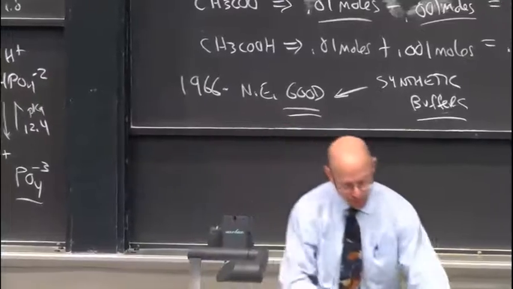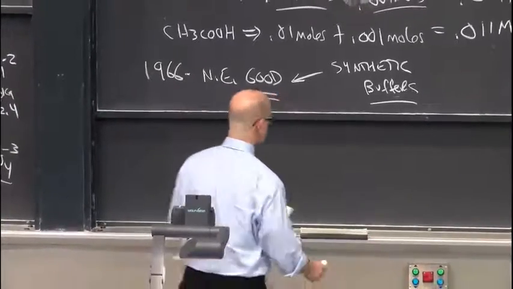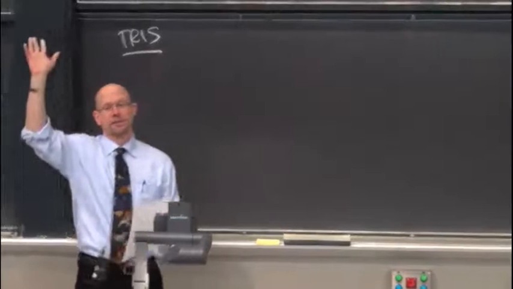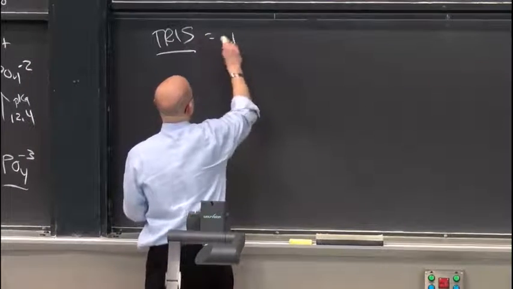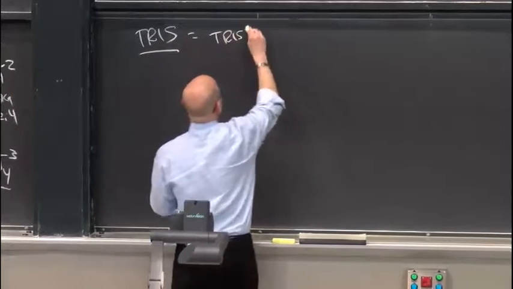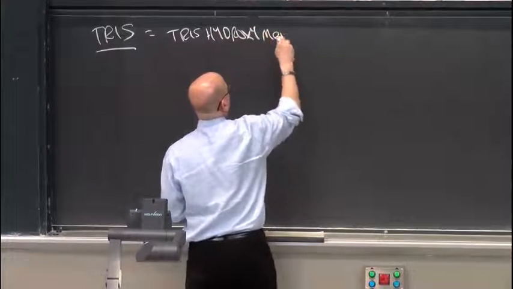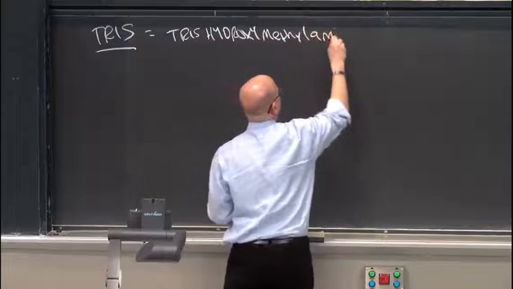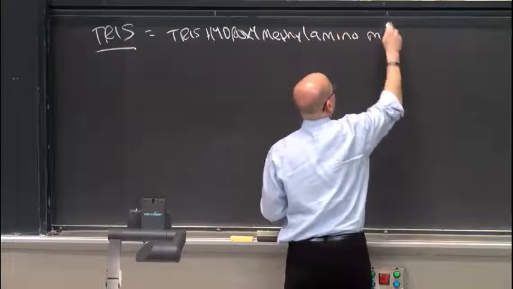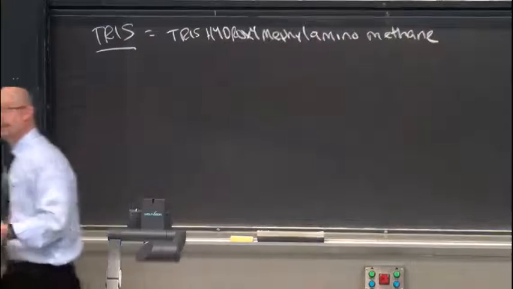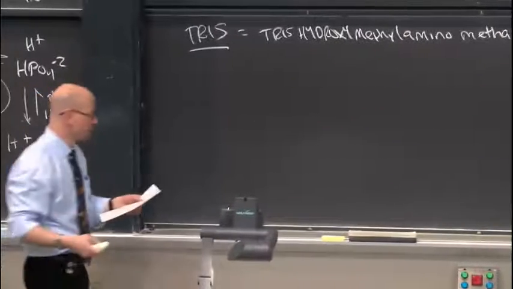And I bet some of you are familiar with an example of a good buffer. And the good buffer that I want to tell you about is a buffer that's typically called tris. How many people here have used tris? Of course, you've all used it. This stands for tris hydroxy methyl amino methane. Okay? And it's a buffer that you guys probably use all the time.